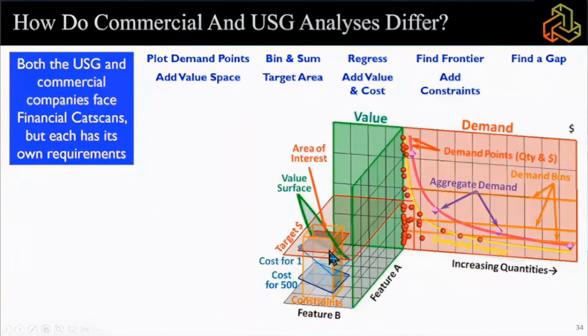So now you've got this volume that's described by these constraints on the front and the back, and on the top by this target price that you've set for yourself, or the value surface, and on the bottom by the cost for 1 or the cost for 500. And so this is a volume not unlike your head.